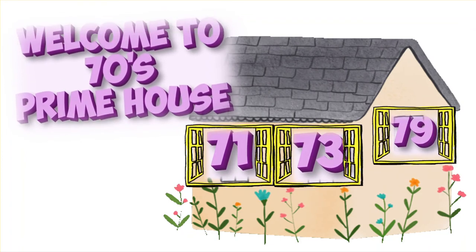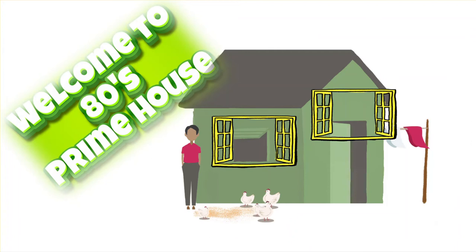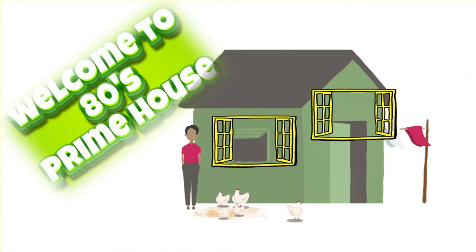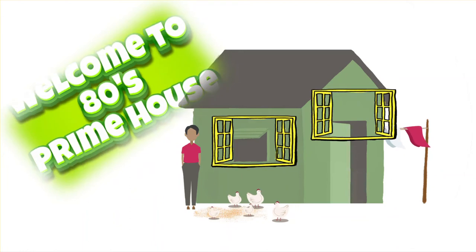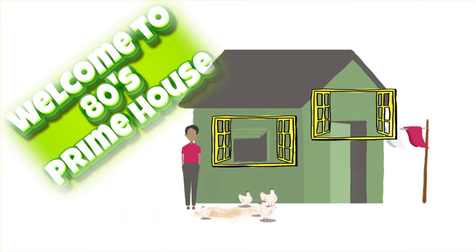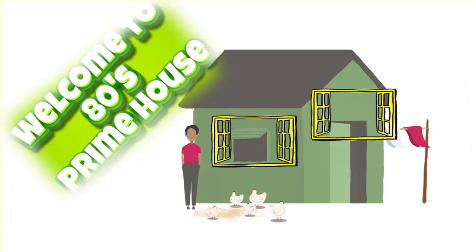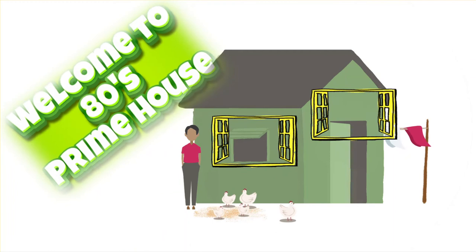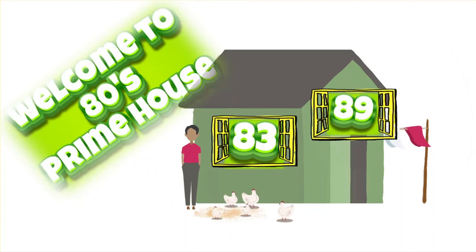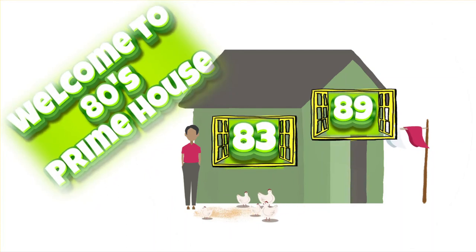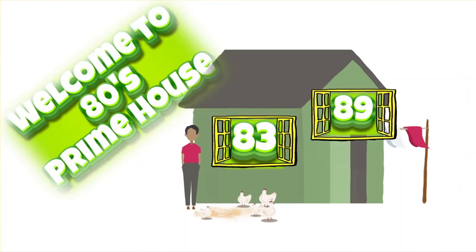So we're leaving 70's house and we're going to 80's house, the farmer's house. Can you see his little chickens? All right. So 80 has 2, and the farmer and his wife live in that house. So they decided to put 2 windows. Let's see the prime numbers for 80: we have 83 and 89. Those are the prime numbers in 80's house.